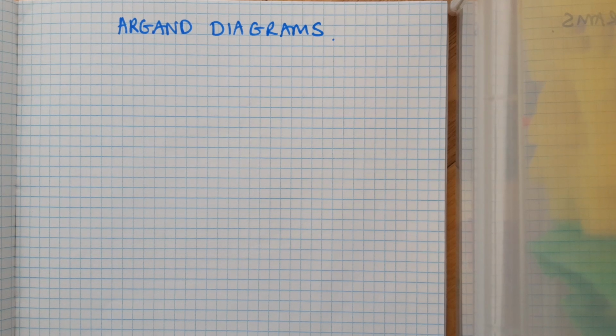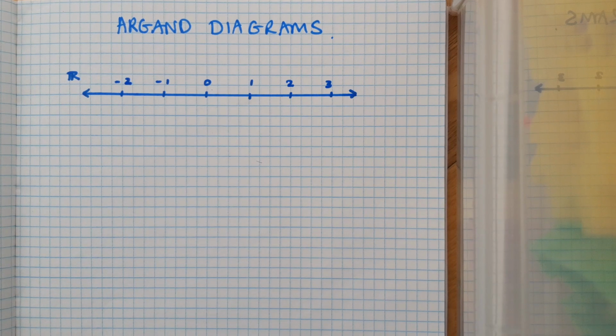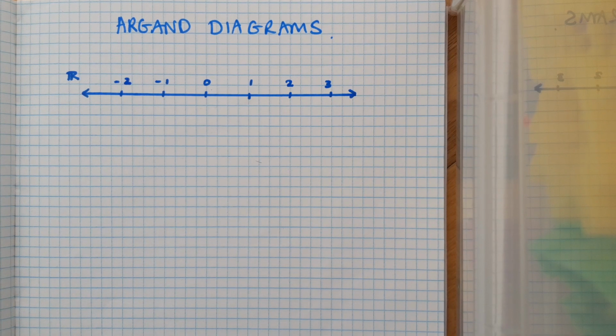This video is about Argand diagrams. Argand diagrams are ways of representing complex numbers visually. We're already familiar with the idea of using a number line to represent real numbers. But the number line that we're used to seeing only has space for those real numbers.